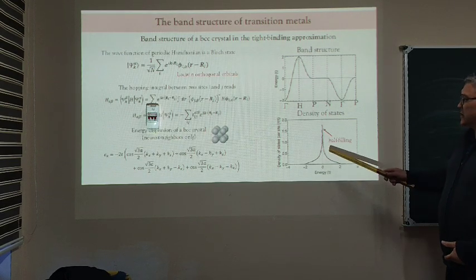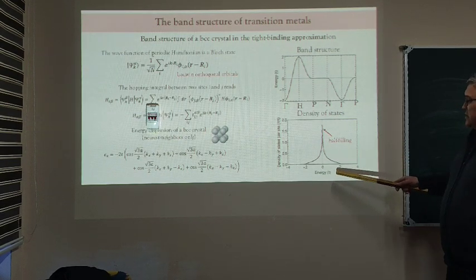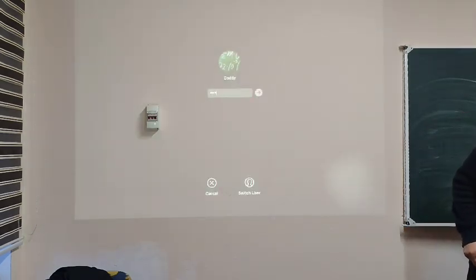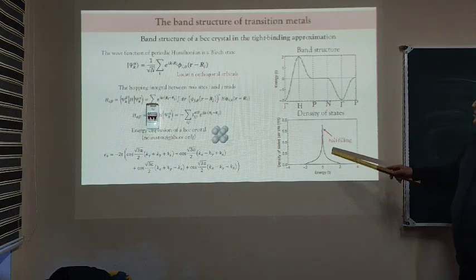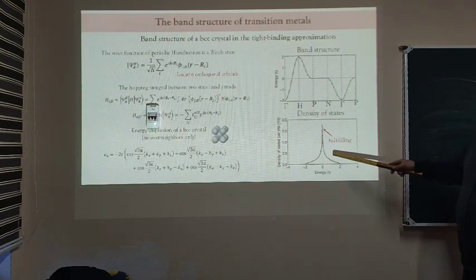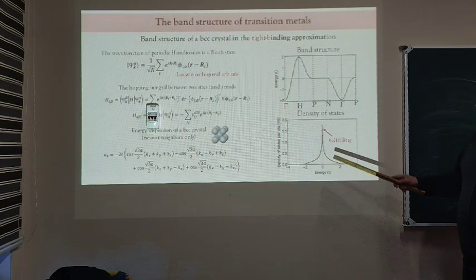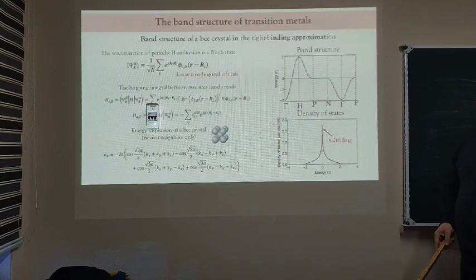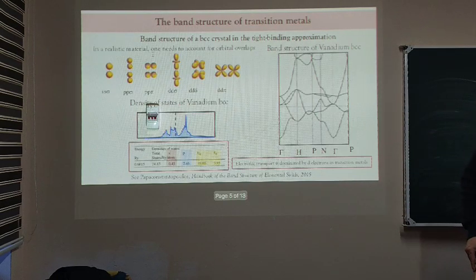Consequently, we can write down the density of states, and for the density of states we have this picture. It shows that the density of states has a maximum for half-filled d electrons.